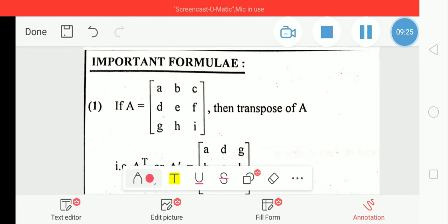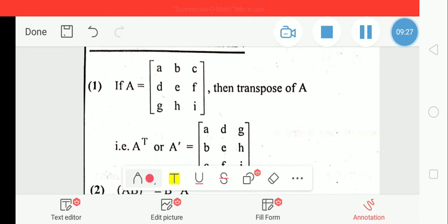Now some important formulas. A is a matrix, then transpose of A we can write A^T, which means A transpose. We can also denote it A dash. A dash is also A transpose.